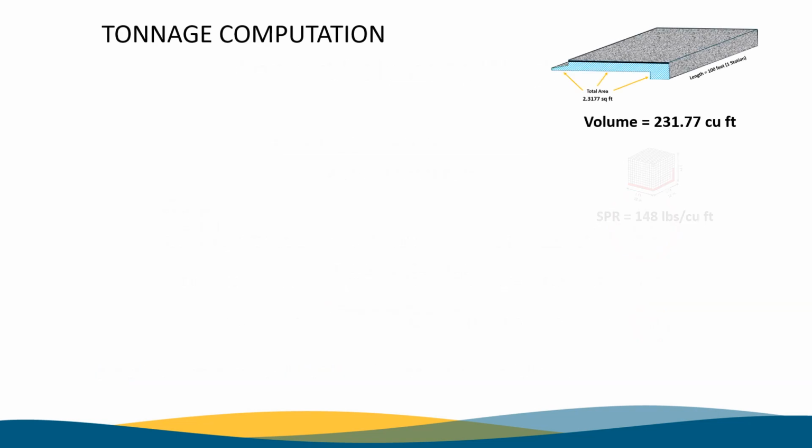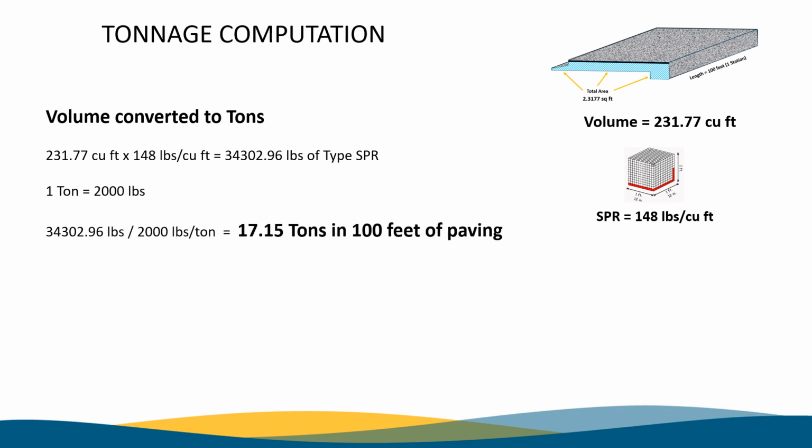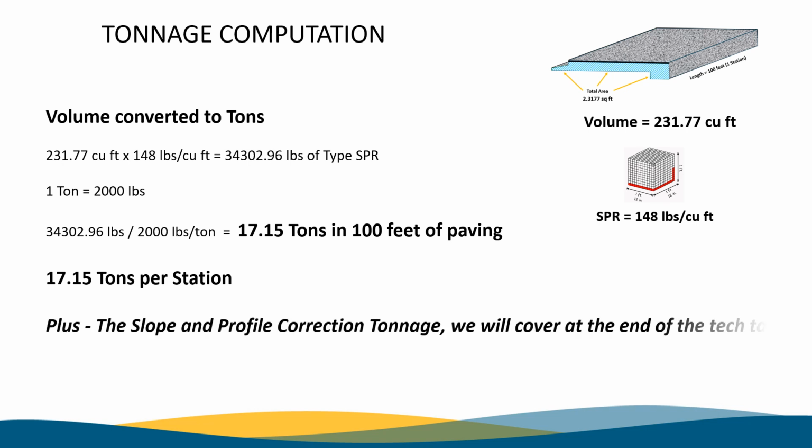Now we need to convert the volume to tons of material. Take the volume, 231.77 cubic feet, and multiply by 148 pounds per cubic foot, and you get 34,302.96 pounds of SPR. Now divide it by 2,000 pounds to get the amount of material into tons. That comes to 17.15 tons in 100 feet of paving, or more commonly stated as 17.15 tons per station. We also need to add the slope and profile corrections that we will cover towards the end of the tech talk.